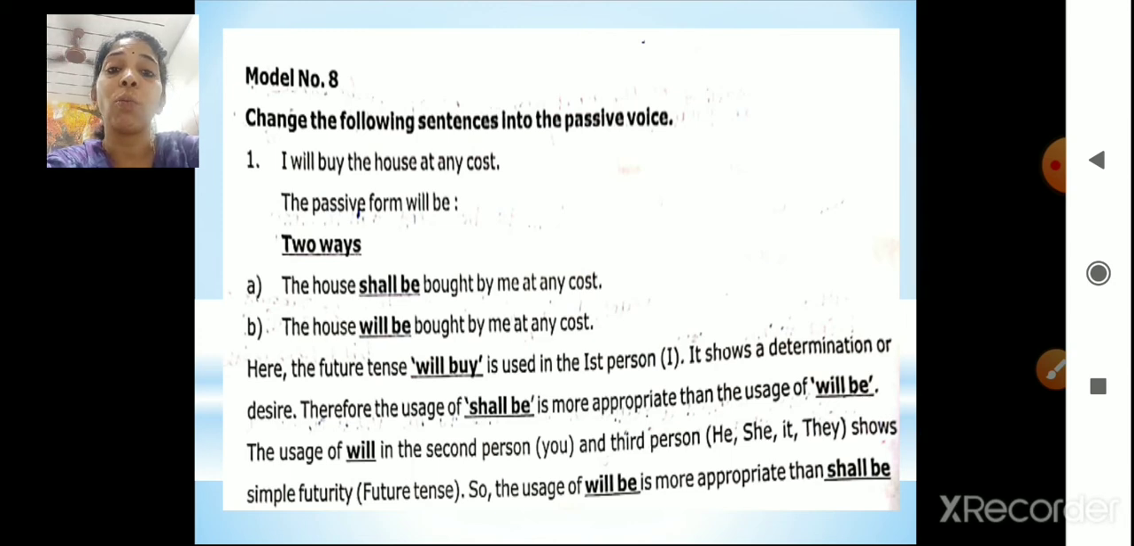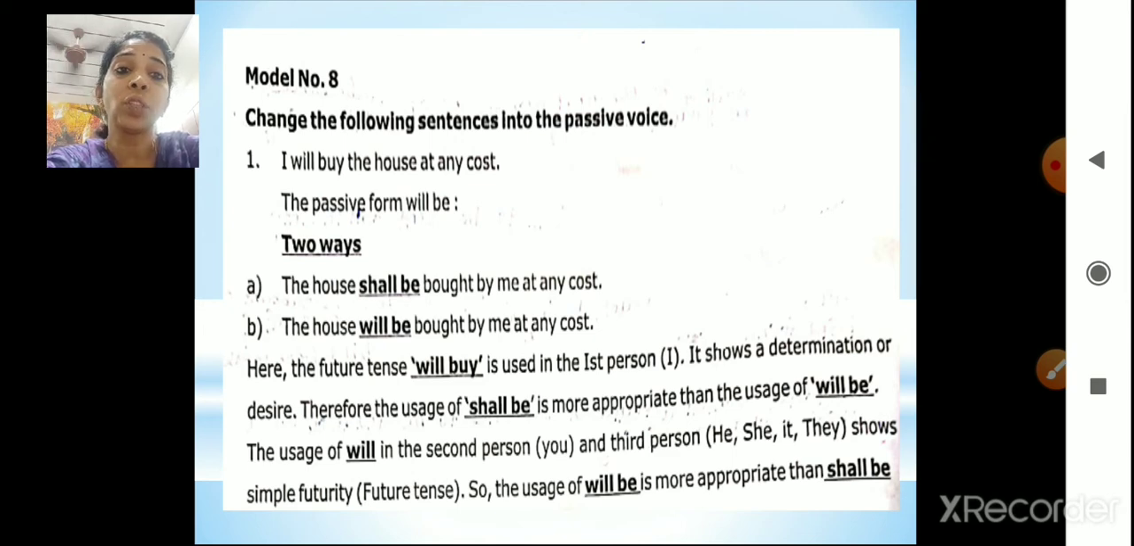The house will be bought by me at any cost. Now, if you notice, the future tense will buy is used in the first person. Since first person is given over here, we use this will buy. Now, it shows determination or desire. It shows a strong determination to buy this house. And it also shows the desire to purchase this house, to get this house.